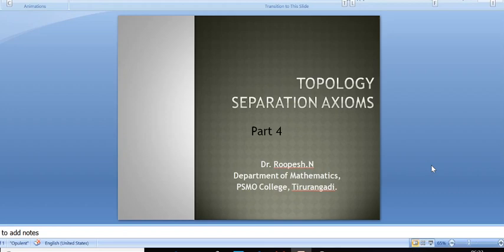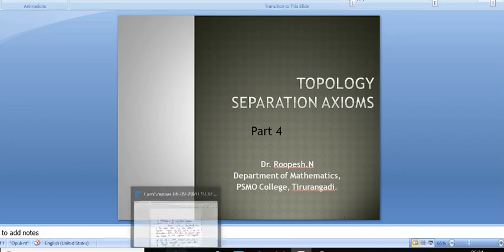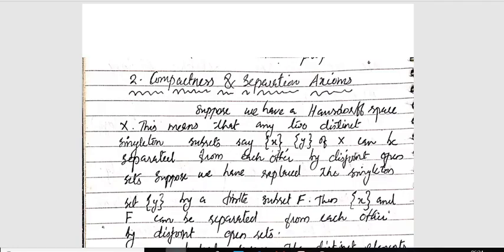We are dealing with separation axioms. In the previous class, we have seen what the separation axioms are, namely T0, T1, T2, T3, T4. And in the previous class, we have discussed what a Tychonoff space is, that is a T3 and a half space, and some of its properties. In today's class, we will discuss compactness and separation axioms.